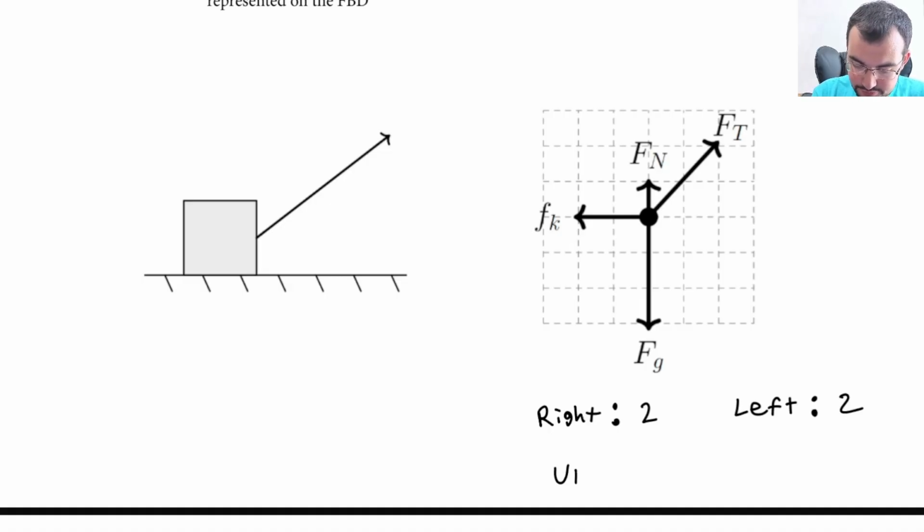And then up, there's 2 units from the angled force. And then there's 1 unit from the just purely vertical force. So that would be 3. And then down would also be 3 units. So this is nice and balanced. Kind of be bad of me to give you a non-balanced diagram in the balanced section.